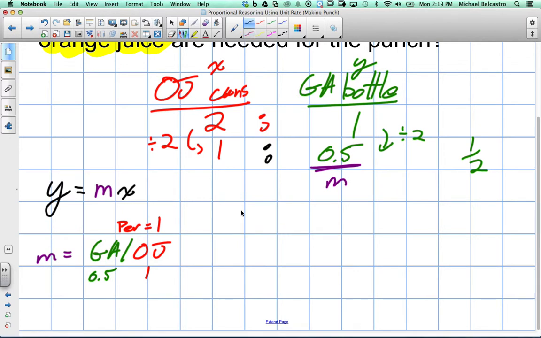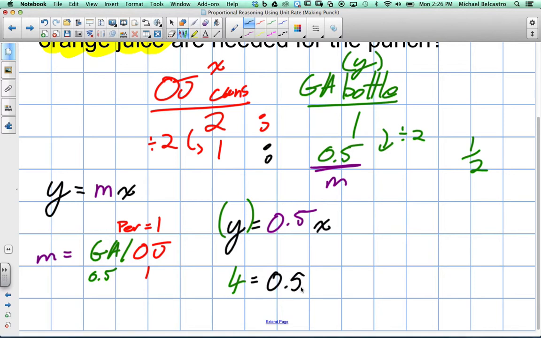So our equation now reads y is equal to 0.5x. Okay. So since we know the question's asking us if our y value is 4, so if there are 4 bottles, we're going to replace our y with the number 4. So 4 bottles of ginger ale. How many, 0.5, cans of OJ we need? And x is our cans of OJ in this case. So we need to isolate for x, okay?